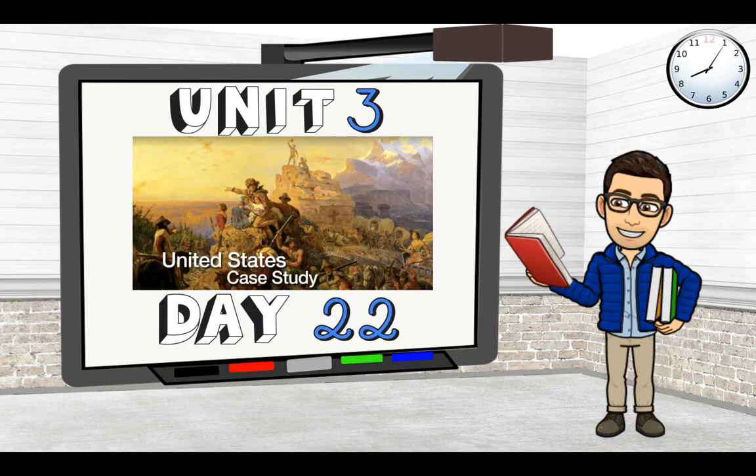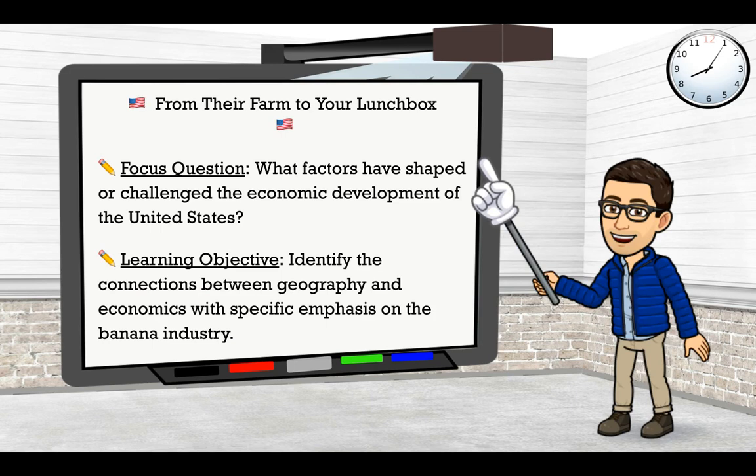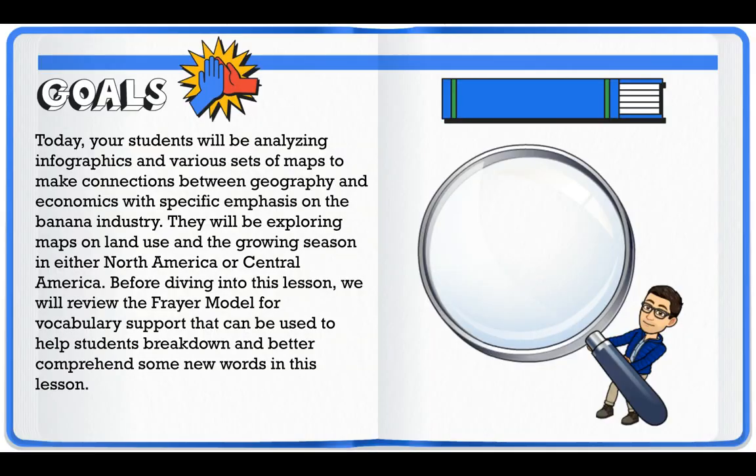We will continue with Unit 3, the United States case study, and we will look at our Day 22 lesson. This lesson is titled From Their Farm to Your Lunchbox. The focus question is, what factors have shaped or challenged the economic development of the United States? The learning objective is to identify the connections between geography and economics with specific emphasis on the banana industry.